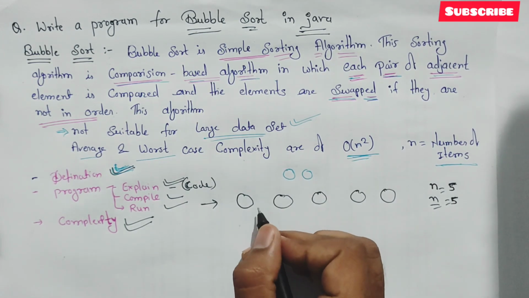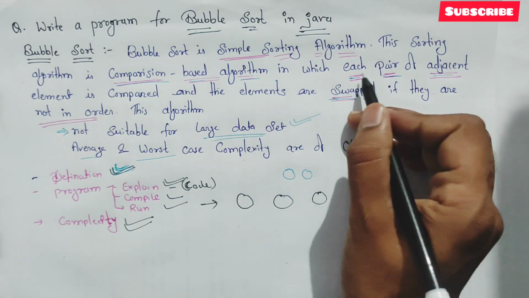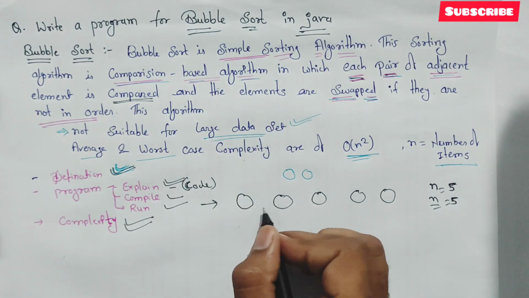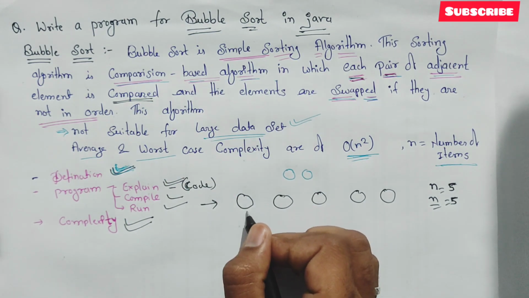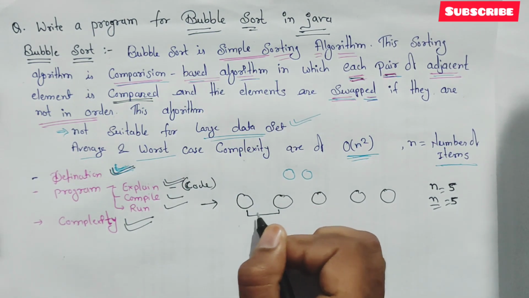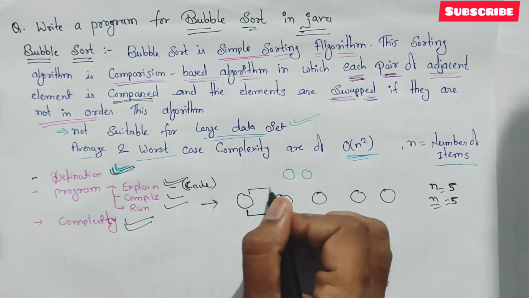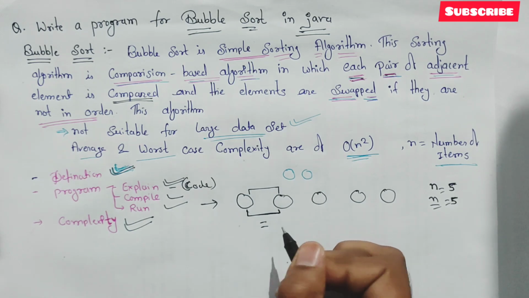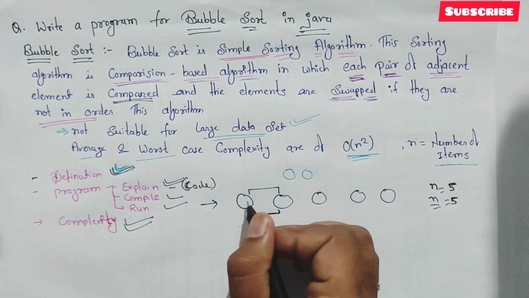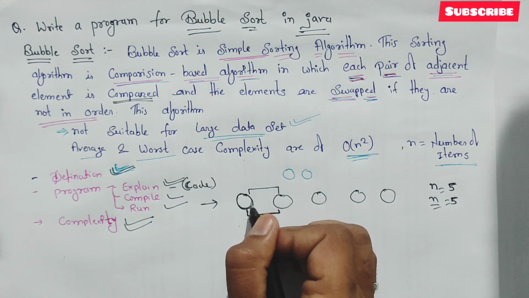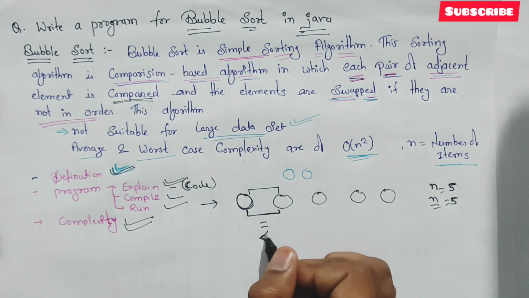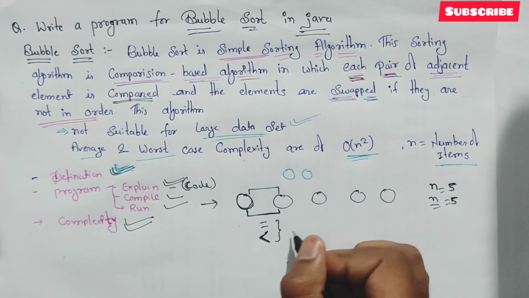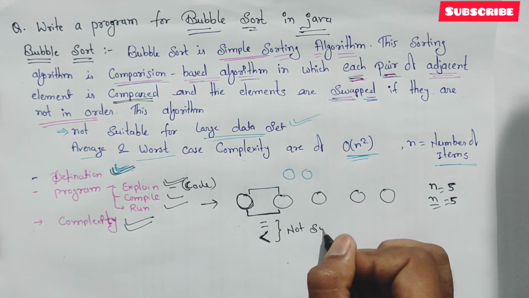As we say, each adjacent pair is compared. We will pick a pair, meaning adjacent neighbors, and compare them. If they are equal, or if the first one is less than the next element, then we will not swap. In that case we will not swap.